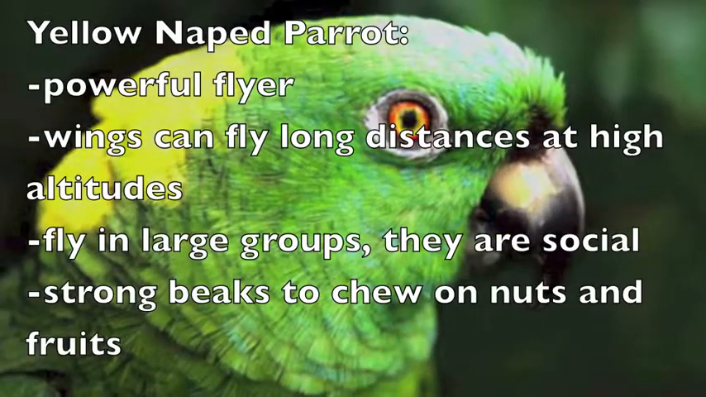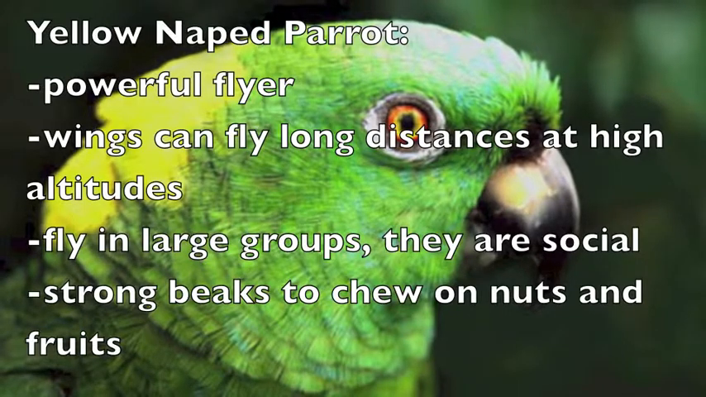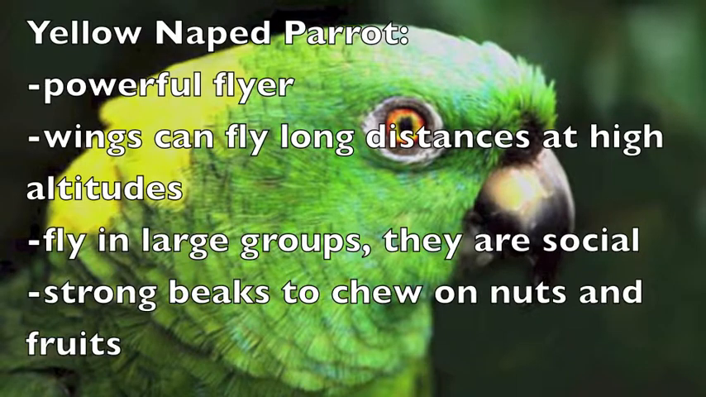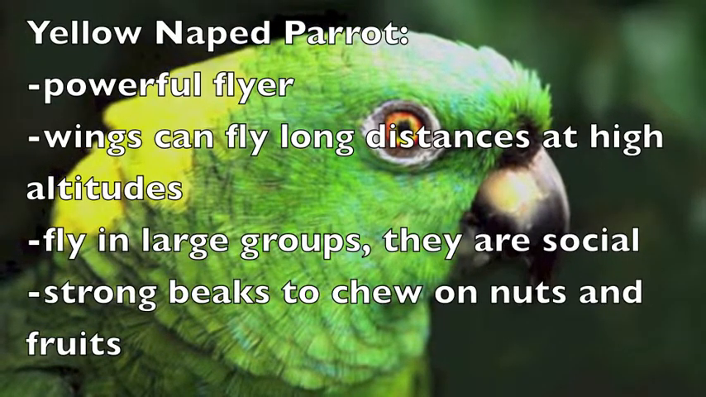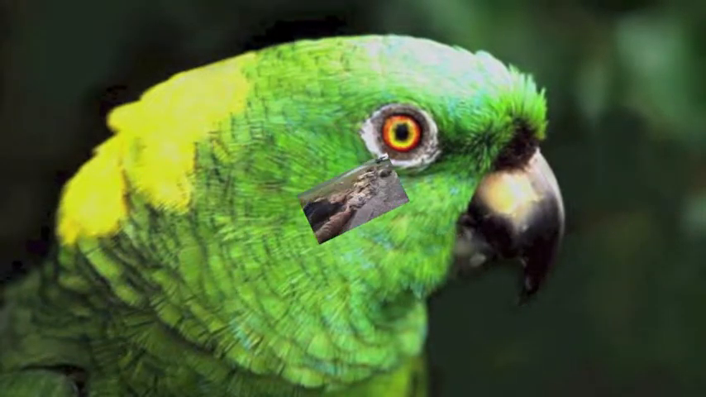Another tropical dry forest animal is the yellow-naped parrot. The yellow-naped parrot is a powerful flyer. The wings of the yellow-naped parrot can fly long distances at high altitudes. They usually fly in large groups because they are very social. They also have strong beaks in order to chew on nuts and fruits. The yellow-naped parrot prefers humid weather like the weather in the tropical dry forest.